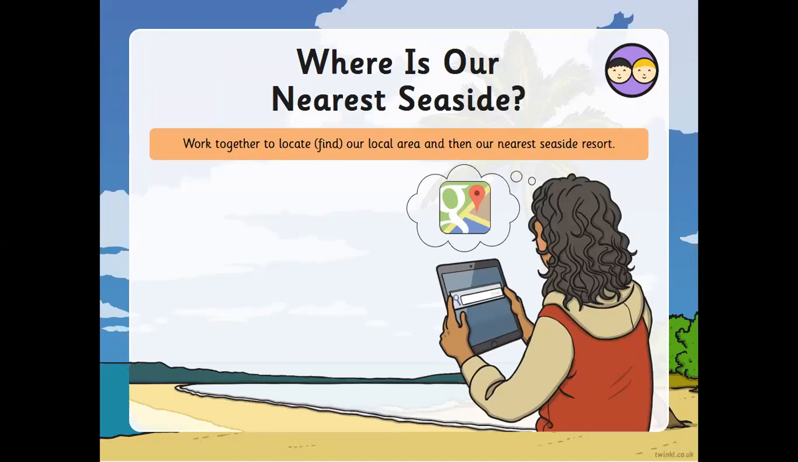Okay, now I'd like you to think about where is the nearest seaside to where you live. Now for this, you are going to use Google Maps or a suitable map to find the location of the nearest coast or the nearest seaside resort. Because normally we will find a seaside near the coast. Now I'll show you how you can do this using Google Maps.